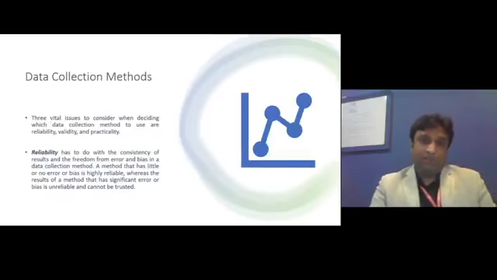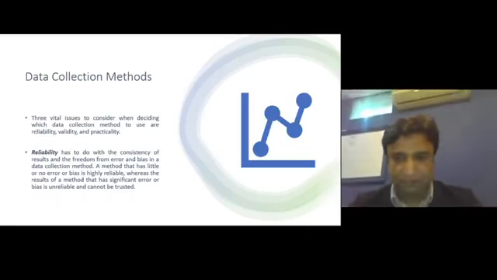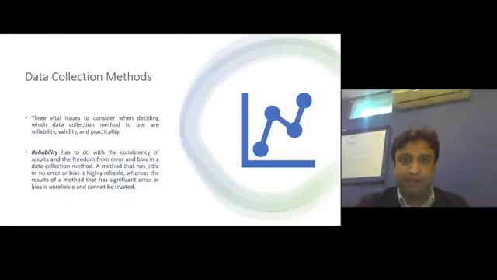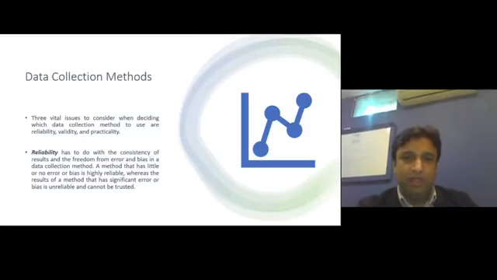So the most important thing which we are going to discuss is the data collection method. There are three vital issues to consider when deciding which data collection method to use: reliability, validity, and practicality. So we are going to discuss reliability. Reliability has to do with consistency of results and the freedom from error and bias in our data collection method. A method that has little or no error or bias is highly reliable, whereas the result of a method that has significant error or bias is unreliable and cannot be trusted.